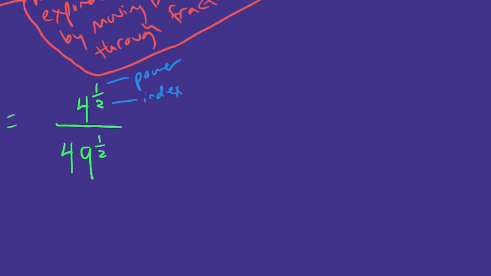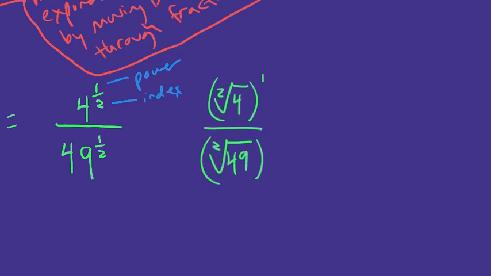So we've got the square root of 4 to the first power, the square root of 49 to the first power. The square root of 4 is 2. 2 to the first is 2. Square root of 49 is 7. 7 to the first power, 7.